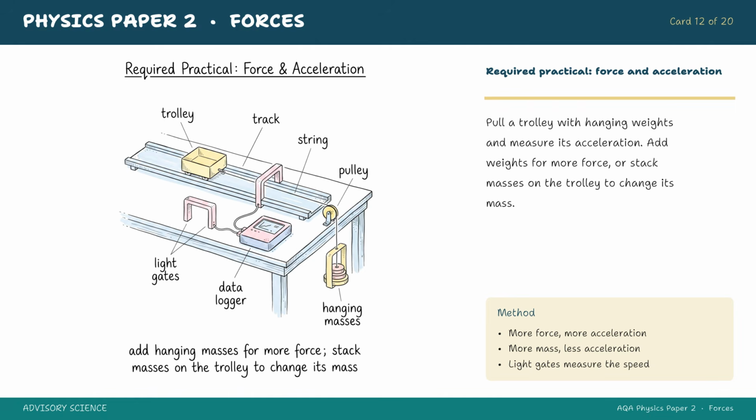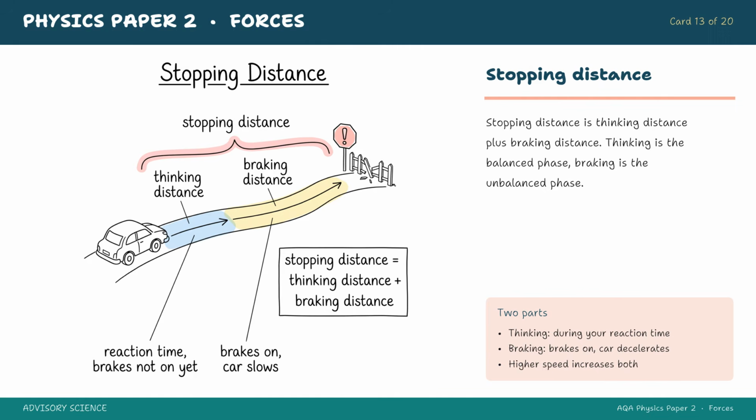In real life, imagine driving down the road, then a hazard appears. From the moment a hazard appears to the moment the car is finally still, it keeps travelling, and the total stopping distance is 2 parts added together. Stopping distance equals thinking distance plus braking distance.